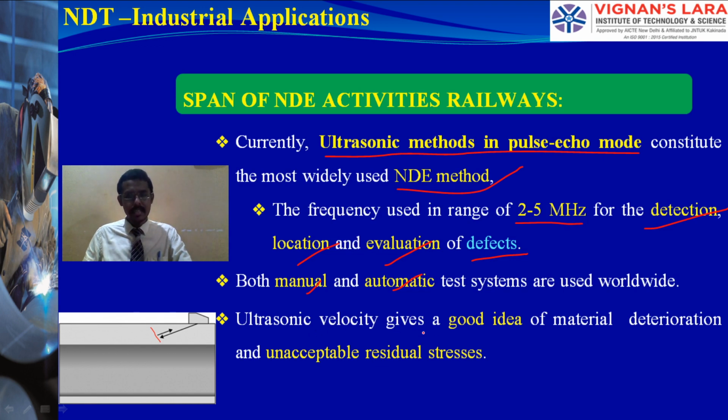So ultrasonic velocity gives a good idea of material deteriorations and the presence or absence of unacceptable residual stresses. So this is the image of how we are doing the inspection.